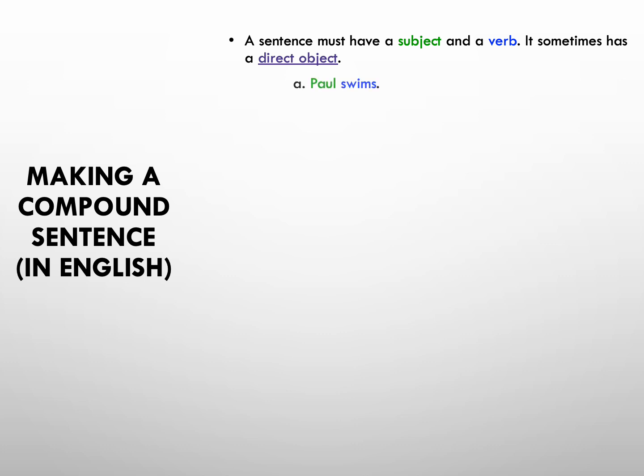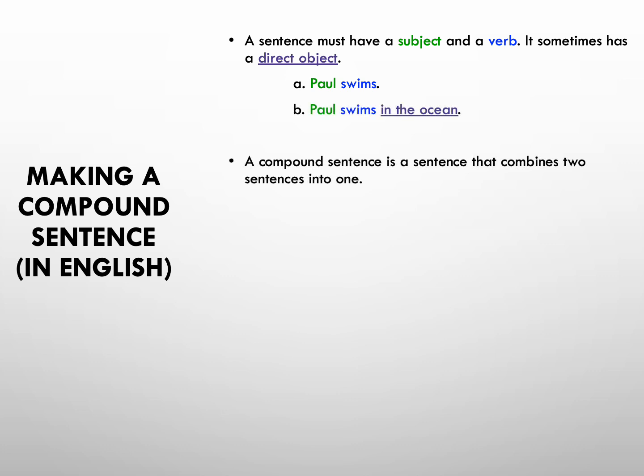Making a compound sentence in English. A sentence must have a subject and a verb. It sometimes has a direct object. Paul swims. Paul swims in the ocean. A compound sentence is a sentence that combines two sentences into one. Words like and or but connect the two sentences.